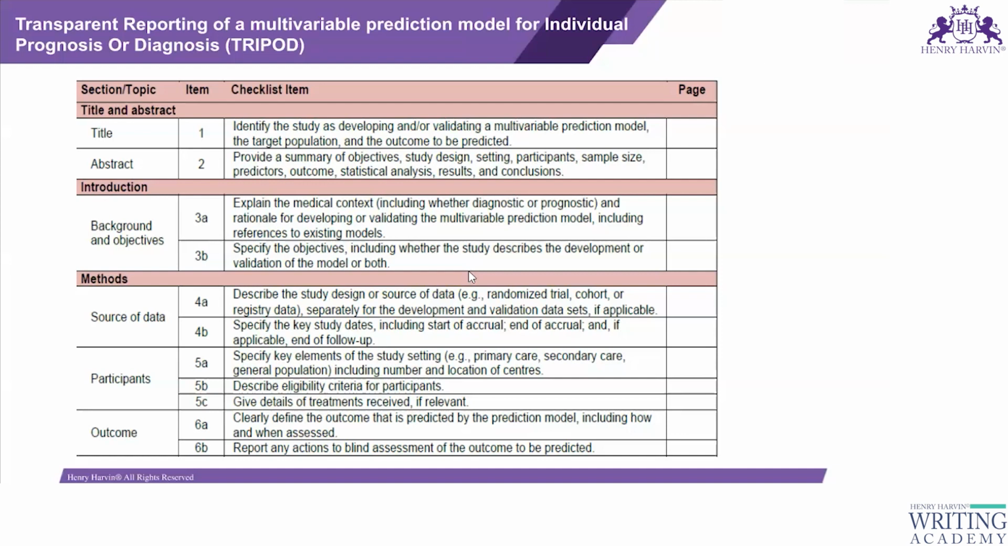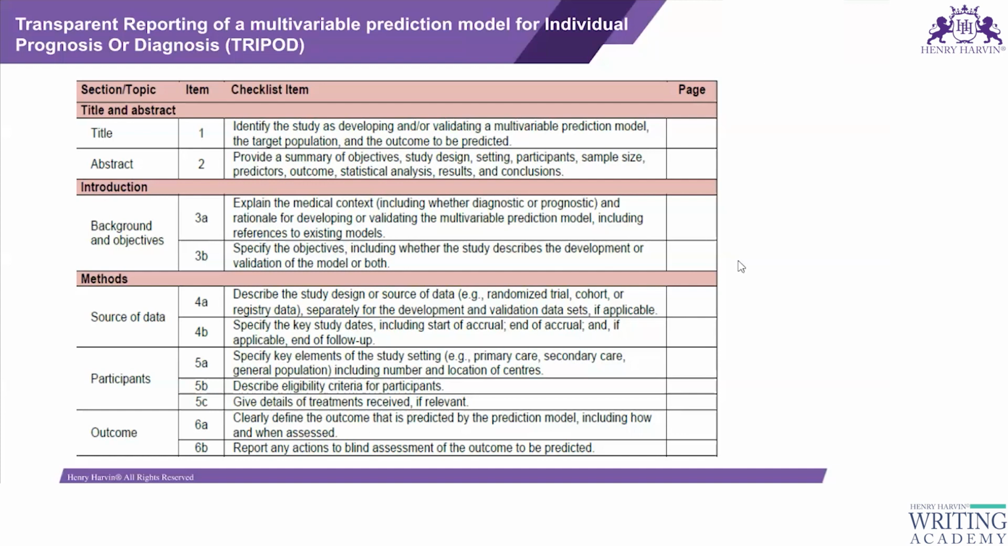Then after that, you have to write the abstract. The abstract will be written in a structured manner where you have to write the objective, study design, setting where the study will be done, information about the participants, sample size, predictors, outcome, statistical analysis, results, and conclusion. Then you have to write the introduction, with background and objective: what is the background behind doing the study and what is its objective. You have to explain the medical context, including whether it is diagnostic or prognostic, the rationale for developing or validating the prediction model, and the hypothesis or objective of the study.